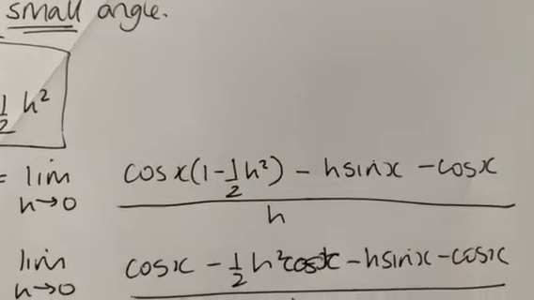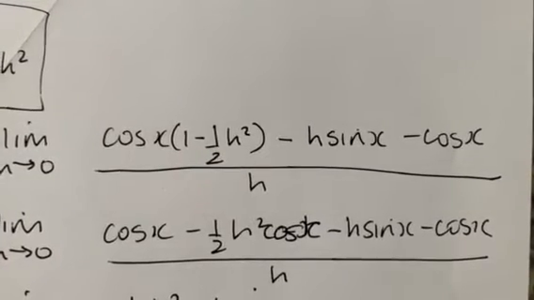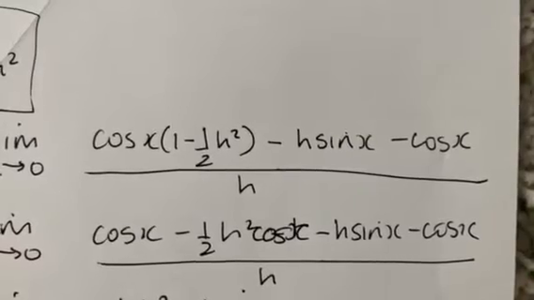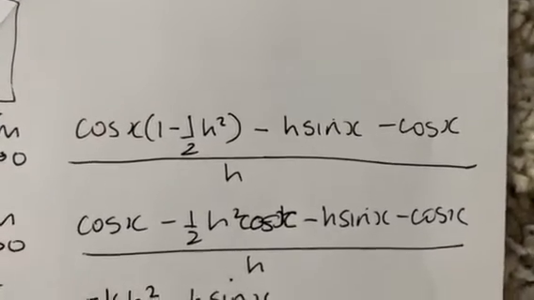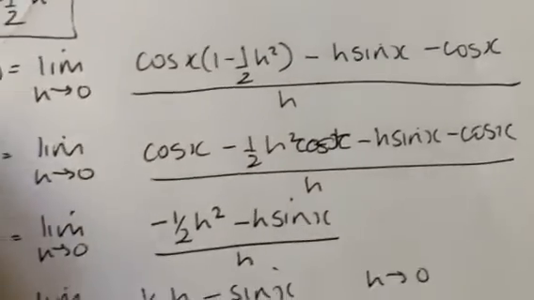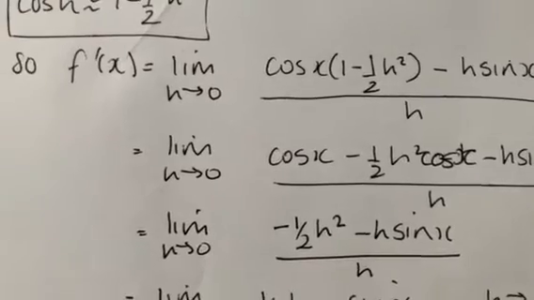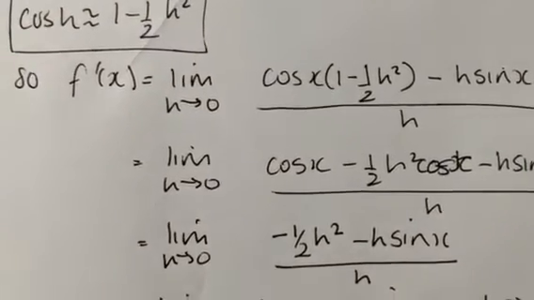You're then going to multiply out that bracket by cos x. You can see that when I've done it, I've forgotten to multiply that a half h squared by cos x. So I've gone back and had to do it. So you multiply out that bracket. You notice that your cos x's will cancel. So you are left with, sorry, minus a half h squared minus h sin x all over h.